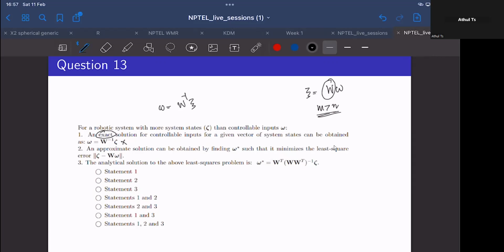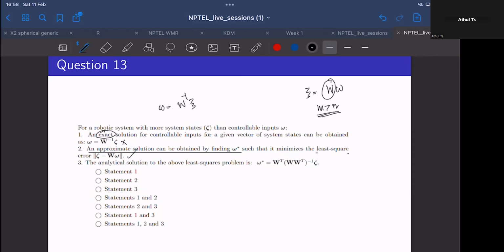The second statement says an approximate solution can be obtained by finding omega star such that it minimizes the least square error, zeta minus W omega. So that is correct. We have already discussed that in the previous question. That is actually correct.